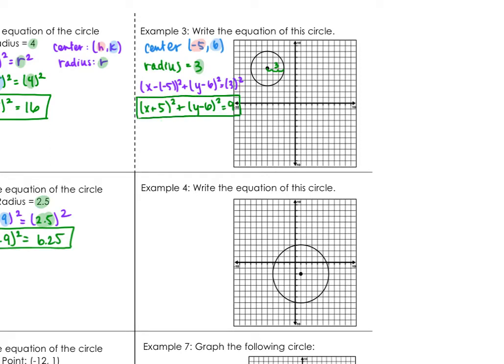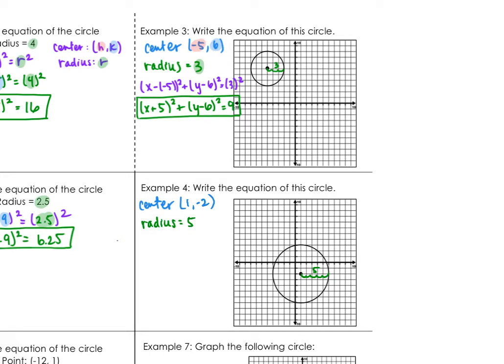All right, number 4, we're doing the same thing. So first thing we're going to do is identify the center. All right, so the center is right here, and the coordinates of the center is 1, negative 2. The radius, we're going to count from the middle. That's 1, 2, 3, 4, 5. So my radius is 5.